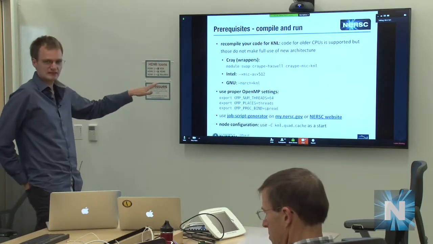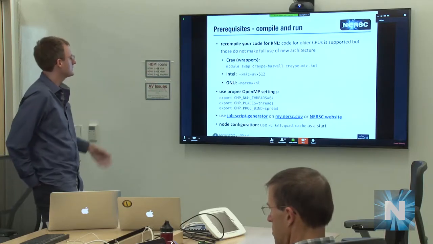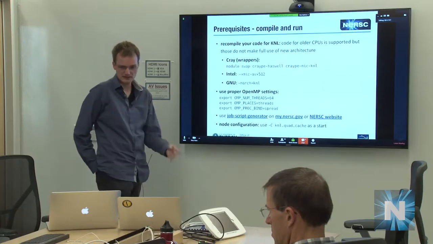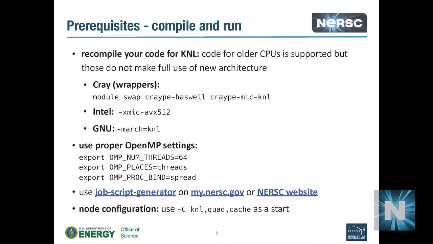So what do you need to understand these things, whether you're memory bound, bandwidth bound, compute bound, or whatsoever? First, you need to compile and run. We said that already. For Cray wrappers, you can technically just swap the Haswell module to the MIC module and then just compile and everything will be fine. For Intel, you can do the same, but you can also do it manually by adding the optimization flag that optimizes for the AVX-512 architectures. And for GNU, you just pass -march=knl.